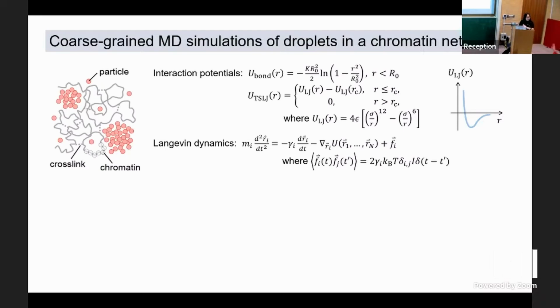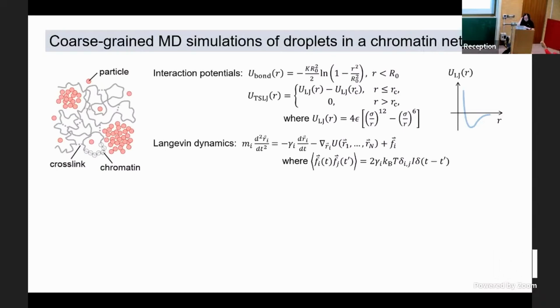Okay, sure. Just a question to understand the model better. You said that your chromatin model is like a polymer network? Yes. And the crosslinks are permanent? Yes, right now they are permanent. I hope we can make them reversible.